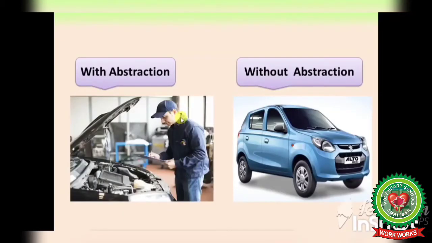You can see one more example. When you drive a car, you don't know how the car is working and about the different tools of the car. But when a mechanic is repairing that car, he knows everything about the car. It means the mechanic is working with abstraction, and the driver is working without needing to know the details. Only some people know about that particular machine, those who have made or assembled that machine.